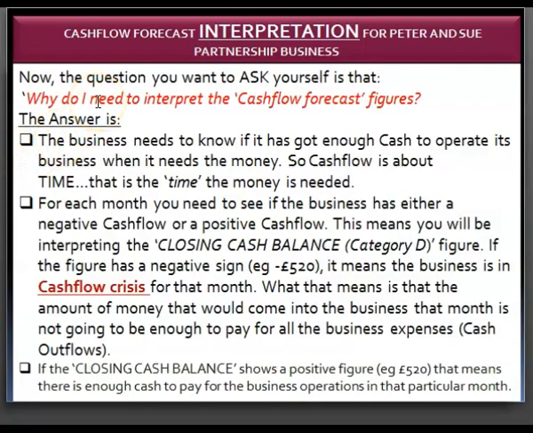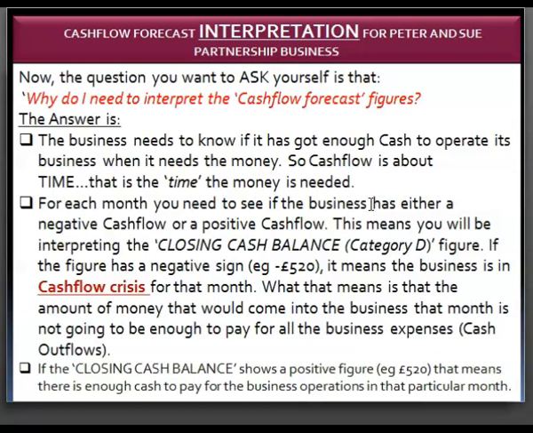So now the question you want to ask yourself is this: why do I need to interpret the cash flow forecast figures? The answer is, number one, the business needs to know if it has got enough cash to operate its business when it needs the money. So cash flow is about time. That is the time the money is needed.